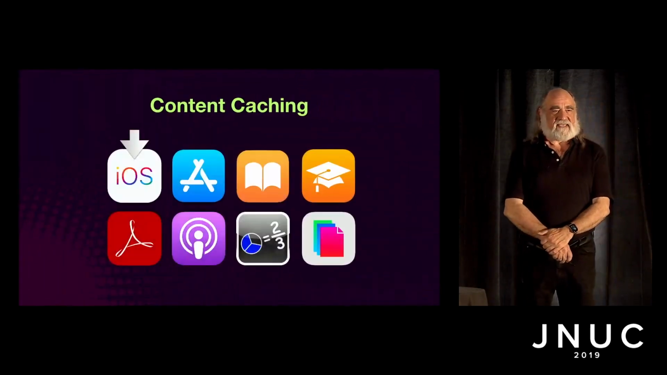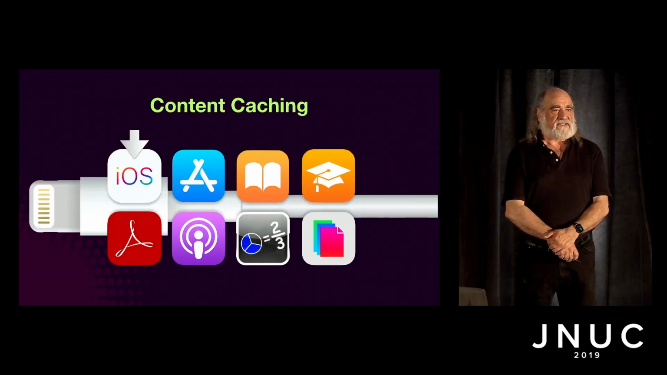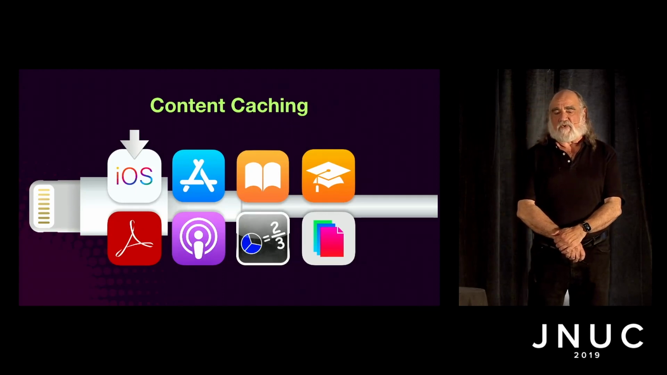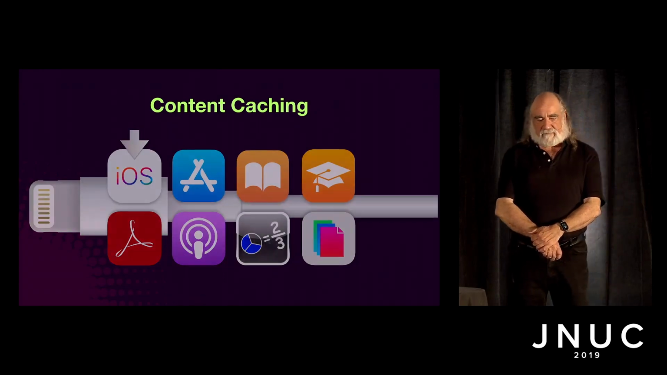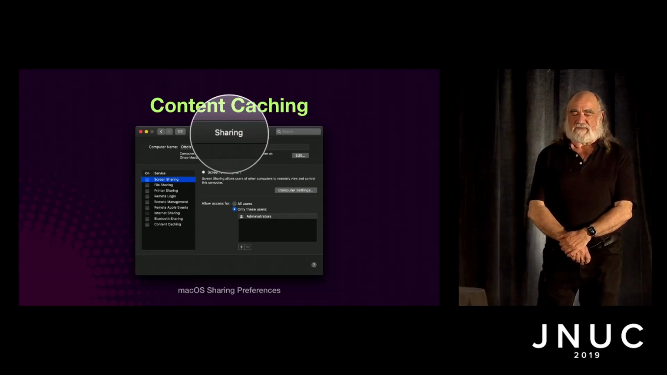Now let's look at content caching, because that's built into the Mac, and that's the real advantage of this whole thing: the fact that you can transfer data so quickly over a cable instead of over a network. It's part of the sharing preference pane.